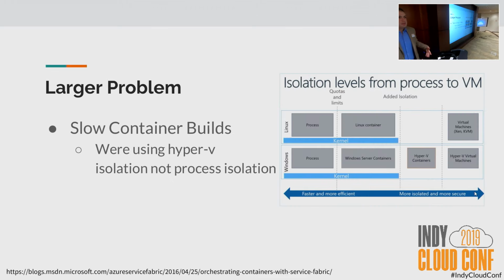But there was a larger problem still at work. For some reason, the build still took forever in the Docker container when all it was doing was copying binaries. And I want to go back to that isolation level that we talked about with Windows containers. We were using Hyper-V isolation and not process isolation. If you see on this chart, that's on the wrong side of fast and efficient.